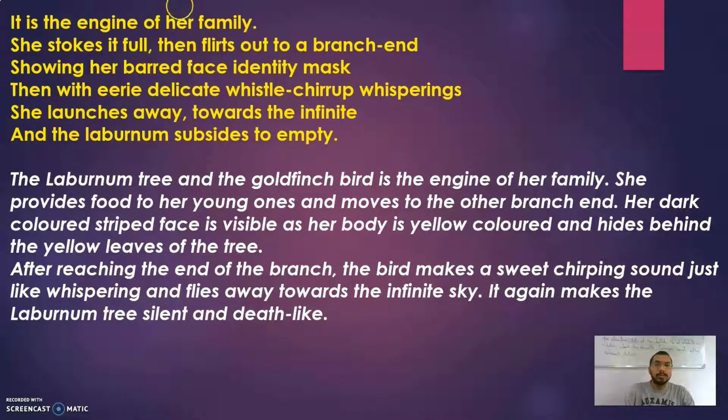Then flits out the branch end, means launches herself out of the branch end and flies off, showing her barred face identity mask. Barred face means a face which has stripes on it. You may go back in the video and see the first slide where I have attached a picture of the goldfinch. The stripes on the face of a goldfinch are its identity. When you see a yellow bird with black stripes or stripes of other colors on the face, you can recognize that it is a goldfinch. That is why they are saying that it is the identity.